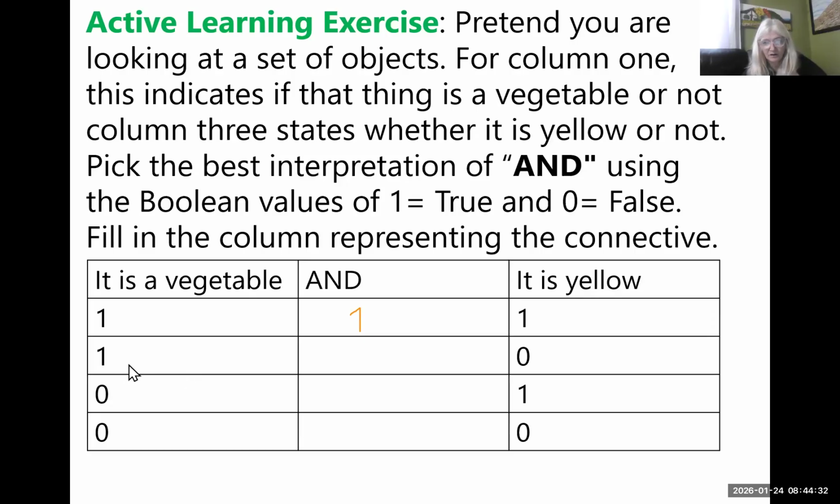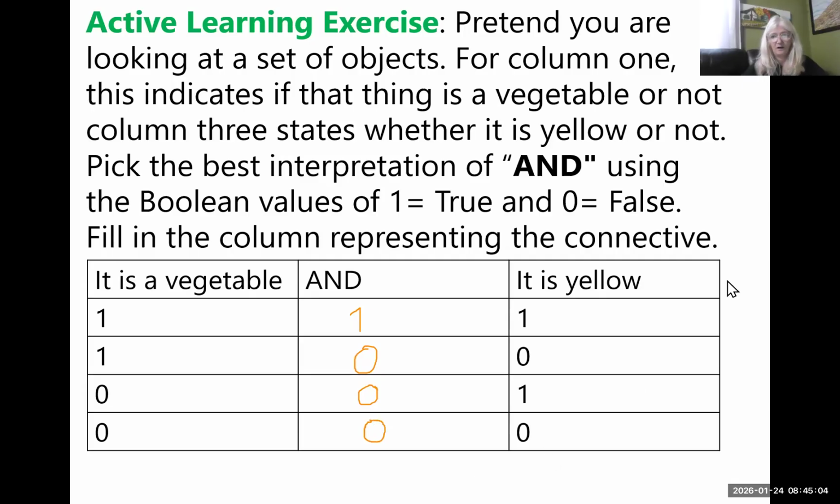It is a vegetable, but it's not yellow. Is it true that it is a vegetable and yellow? The answer is no, that's not true. So we put false there, not and for that. It is not a vegetable, but it is yellow. We'd have to say not and for that as well, because it's not a vegetable. So it is a vegetable and it's yellow is false. Finally, it is not a vegetable and it is not yellow, gives us a big old 0.